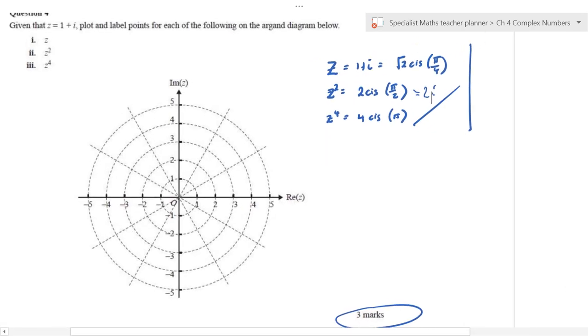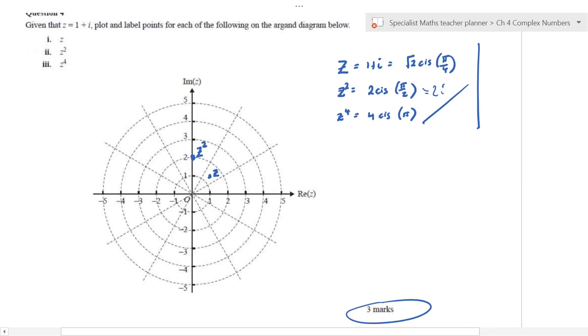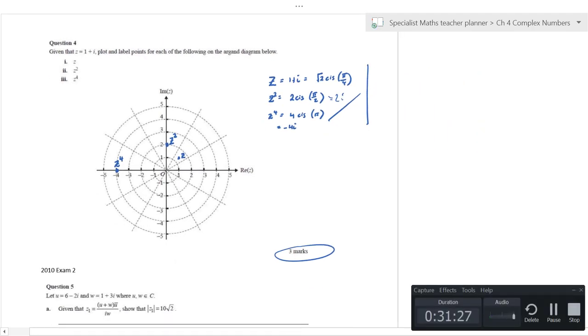It's just asking us simply to mark them out. 1 plus i, and there you go. Let's call that Z. And then Z squared is 2i, and isn't that the easiest marks you'll get? 4 cis of pi is the same as minus 4. So there you go. There's Z to the power of 4. Done. And look, if you're on the game, you could do that in 2 minutes, no problem.